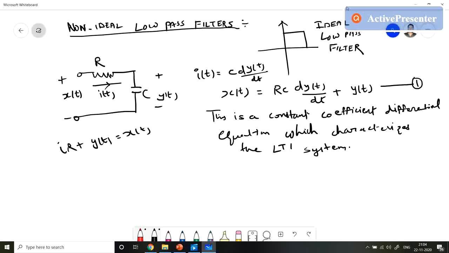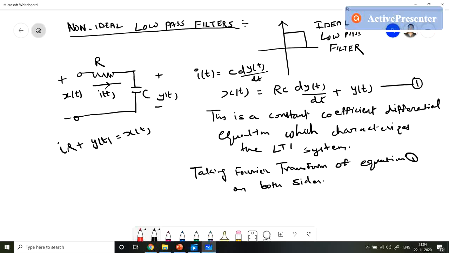So taking the Fourier transform of equation 1 on both sides, what will we get? We will get X(omega) is equal to RC j omega Y(omega) plus Y(omega). This is equation number 2.